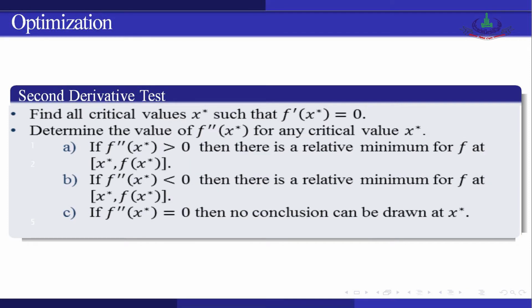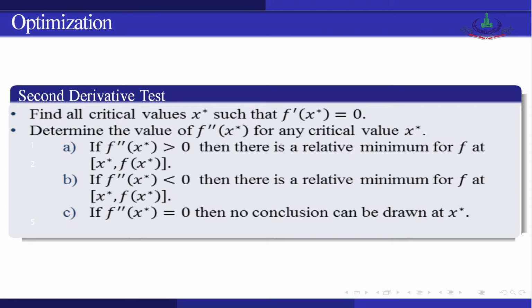Find all the critical values x star such that f prime of x star is equal to 0. Determine the value of f double prime of x star for any critical value x star. Then we have the following cases. Case A: if f double prime of x star is positive, then there is a relative minimum for f at the point x star. Second case, if f double prime of x star is negative, then there is a relative maximum for f at the point x star. The third case, if f double prime of x star is equal to 0, then no conclusion can be drawn at the point x star.